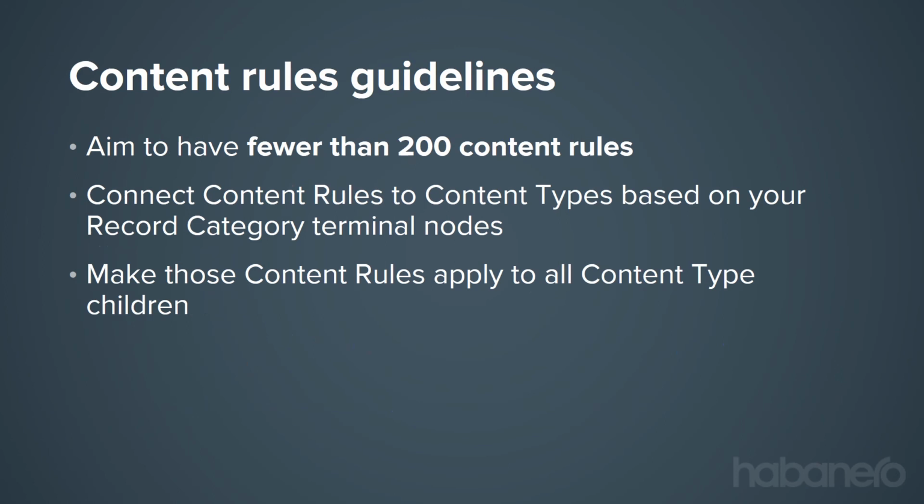Okay, so we have a few guidelines for content rules. And these are content rules specific to Collabware. What we aim to do is have fewer than 200 content rules in our solutions. We endeavor to connect content rules to content types based on the terminal nodes within your record category. And as you're setting up these content rules, you can make those content rules apply to the children of those content types as well. That's a nice way of simplifying things.